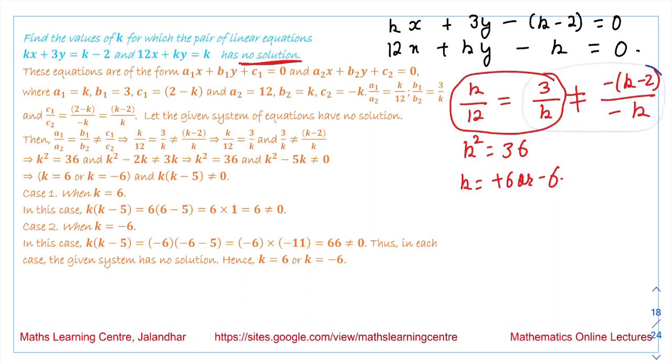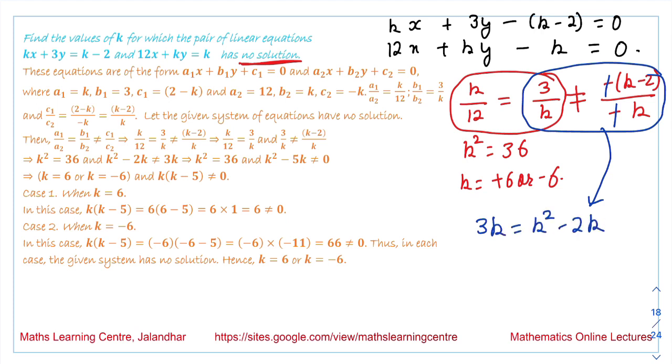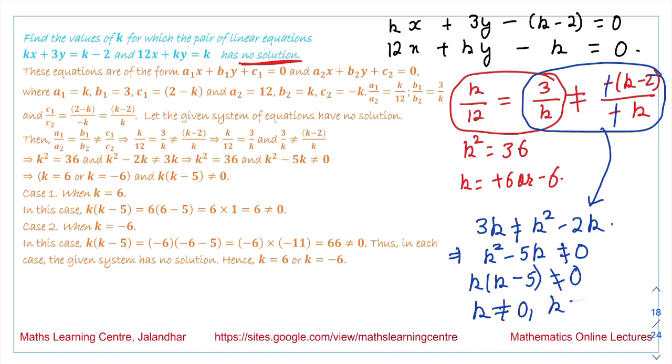Now if we are considering these two equations, then these two negative signs get cancelled. So we get 3k is equal to k square minus 2k. This gives us k square minus 5k is equal to 0. K we take common, it is k into k minus 5 is equal to 0. So we are saying k should not be equal to 0, k should not be equal to 5.